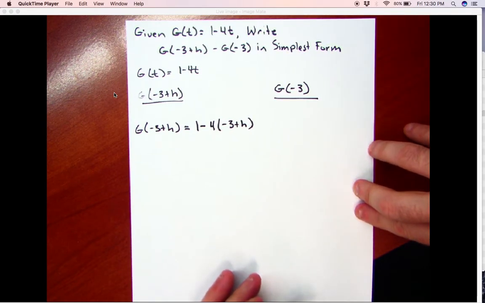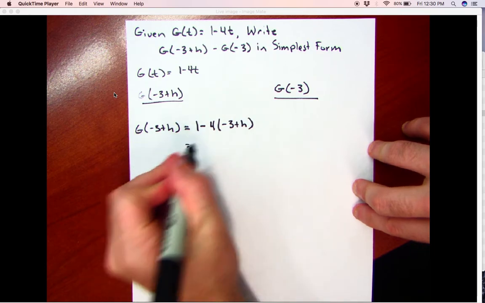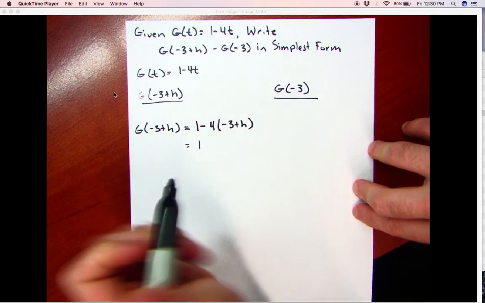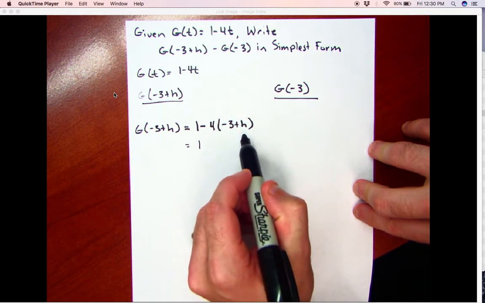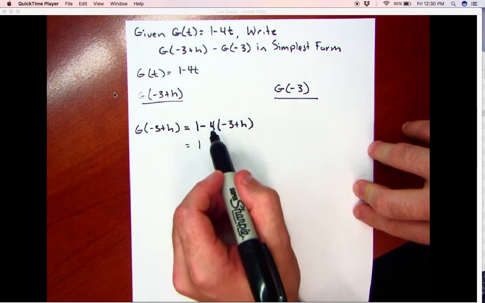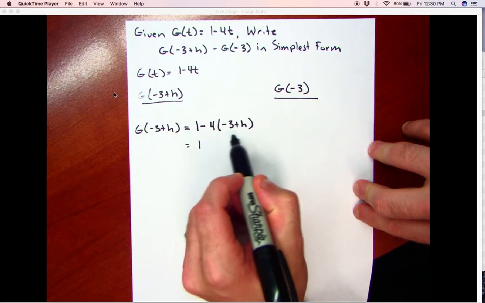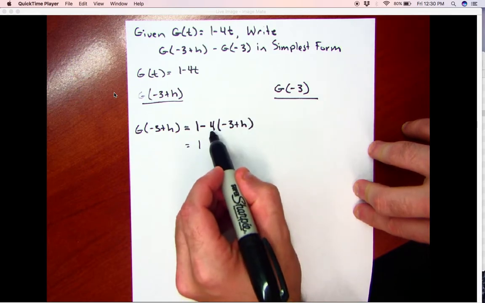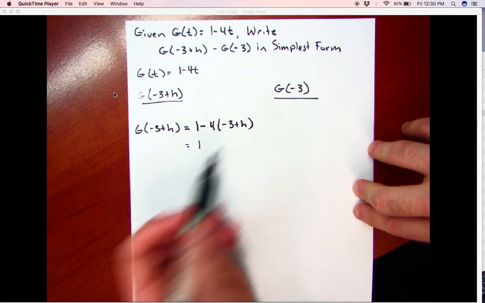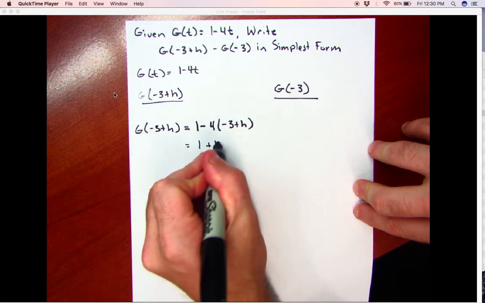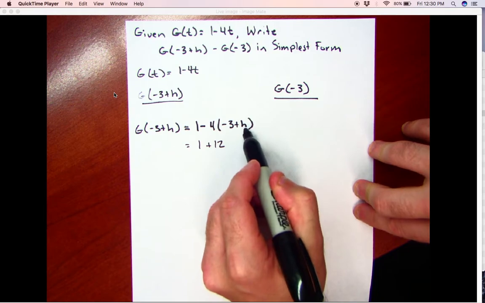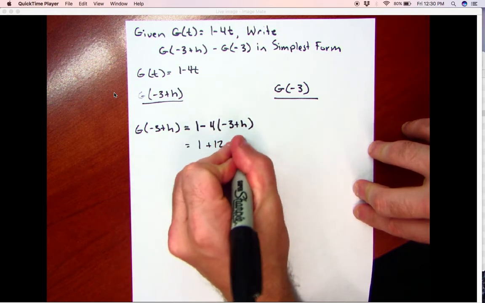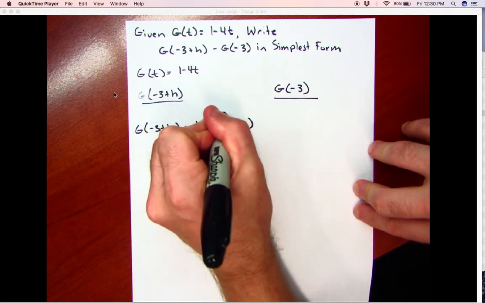Okay. So from here, we do 1, and then we take the negative 4 and we distribute into this parentheses right here. So we're going to take this negative 4 and multiply by everything inside this parentheses. So a negative 4 times a negative 3 gets us a positive 12. And then a negative 4 times a positive h gets us a negative 4h. I can draw the arrows right here too.